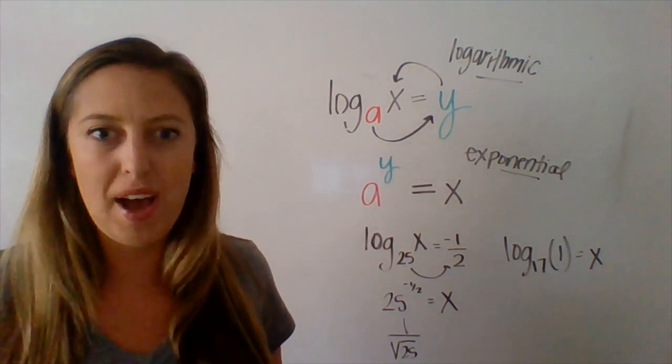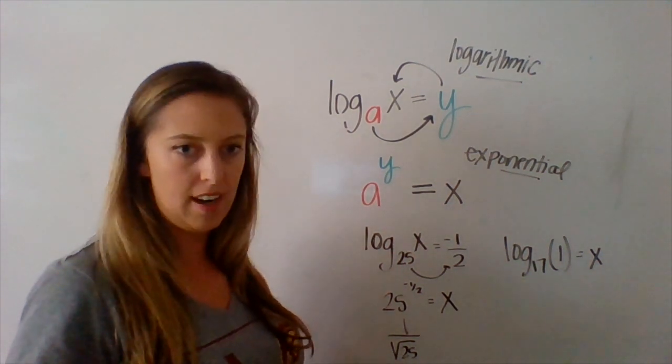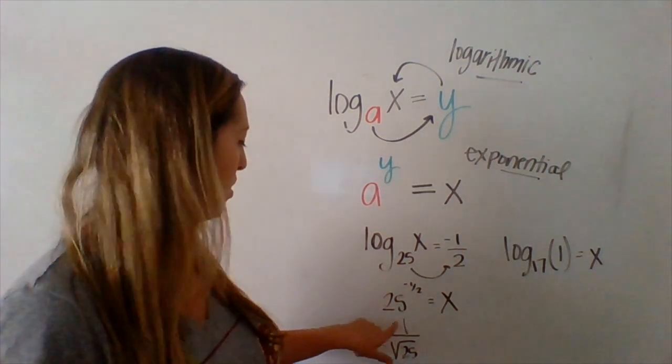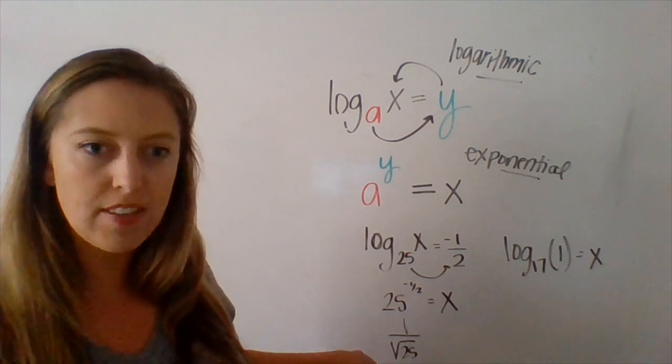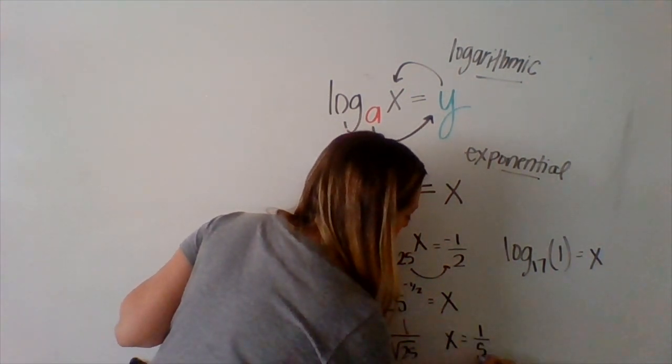If that just confused you, go back and research your exponent rules. Okay, the negative again moved it to the denominator, and the 1/2 gave it the square root sign. Then 1 over the square root of 25, the square root of 25 is 5. So x must be equal to 1 over 5.